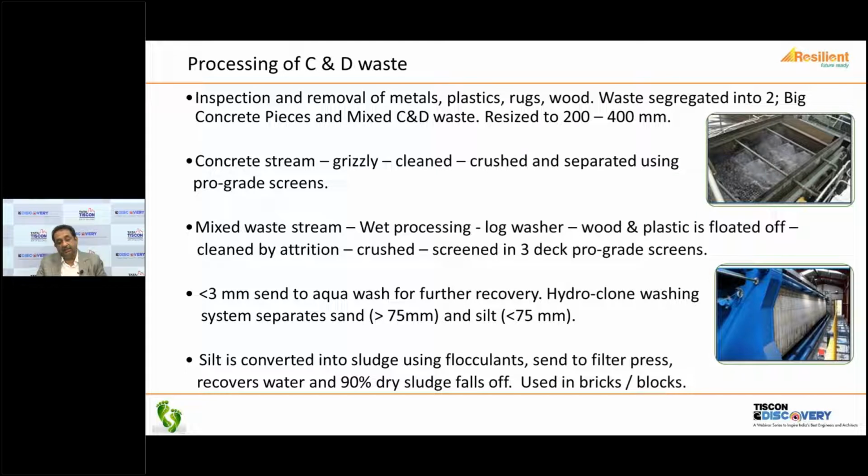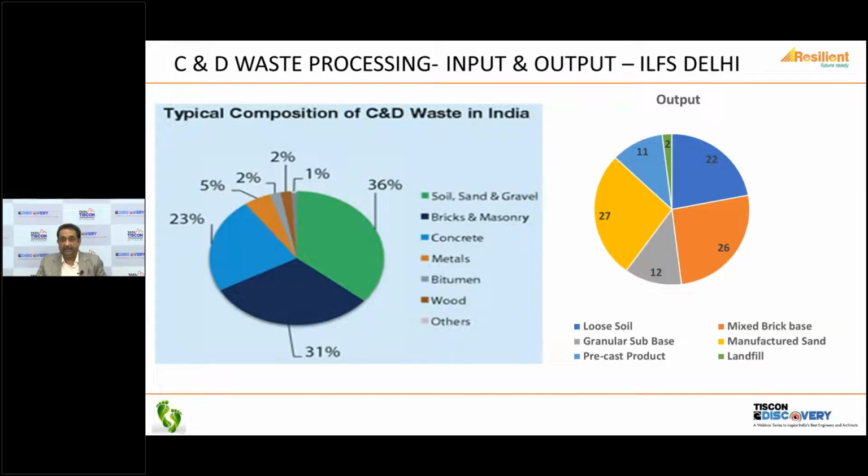When you look at the typical composition of C&D waste in India, on the left-hand side, 36% is soil, sand and gravel. 31% is brick and masonry. 23% is concrete. Then you have some metal, 5%, and 2% is bitumen, wood and others. So this is a typical composition, especially from what experience tells us from IL&FS in Delhi. But this need not be the same everywhere, though maybe in the same ballpark.